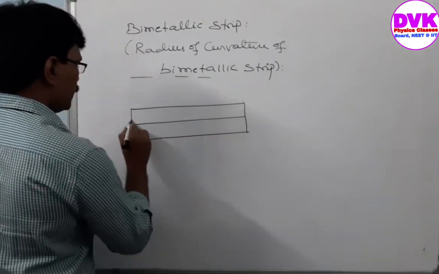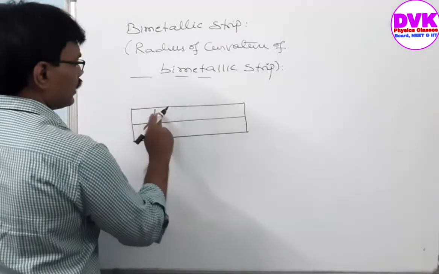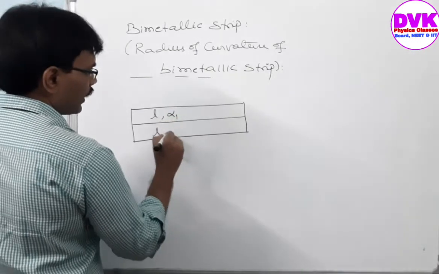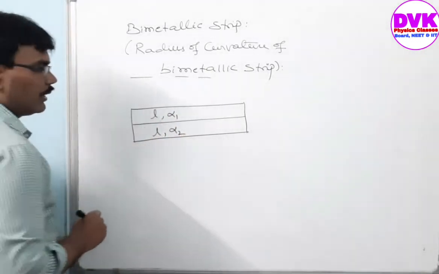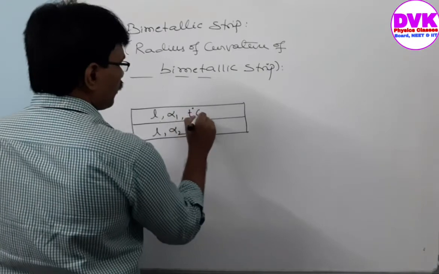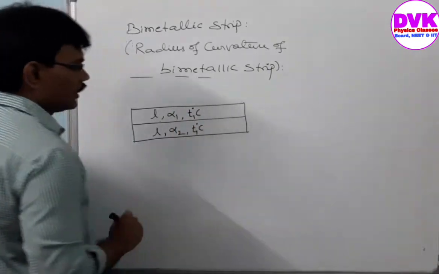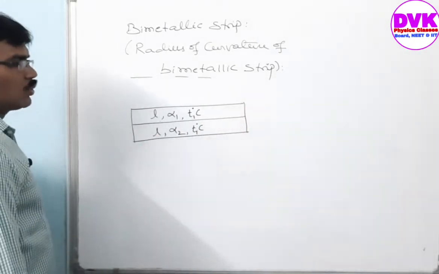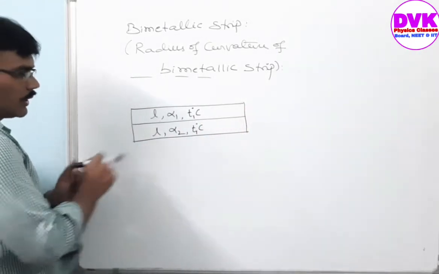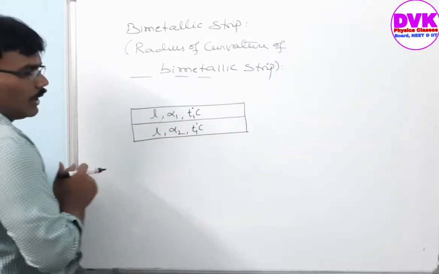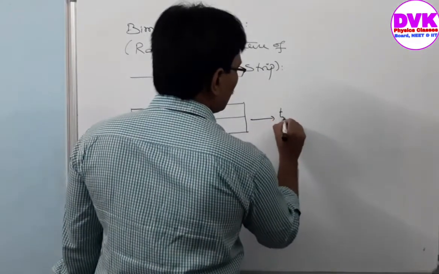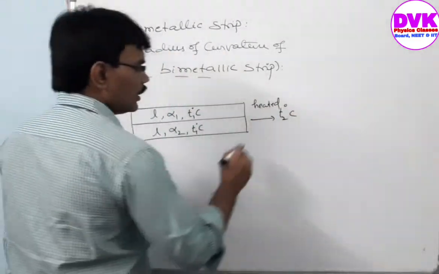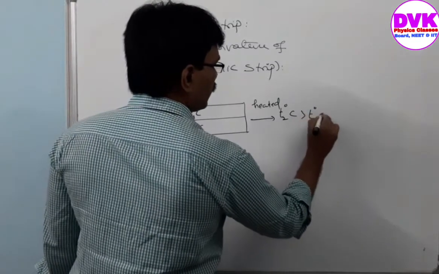Initially, for example, both of them have the same length L, but since it is made up of two different metals, obviously their expansion coefficients must be different. Let both of them be at T1 degrees centigrade initially. Suppose this is heated to a higher temperature T2 degrees centigrade. The initial length is the same for both metals, so what happens to the structure of the bimetallic strip? Here T2 is greater than T1.